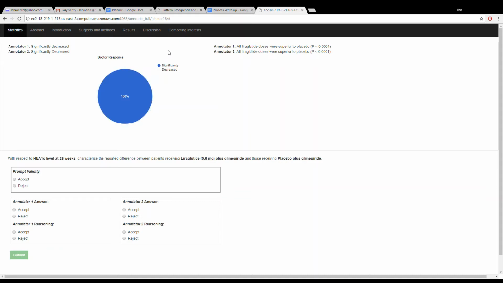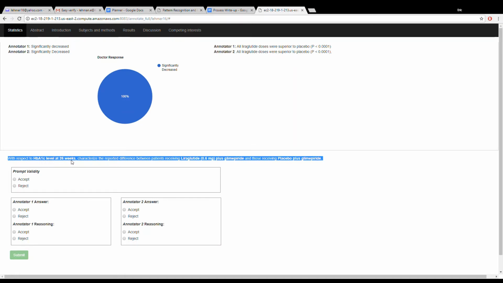In this video, we will be working through an example of what a typical task will look like. There are three main pieces that we will need to work through: the prompt, annotator number 1's response, and annotator number 2's response. Our task is to determine if each of these pieces are valid. First, we will look at the prompt to determine if it is valid.